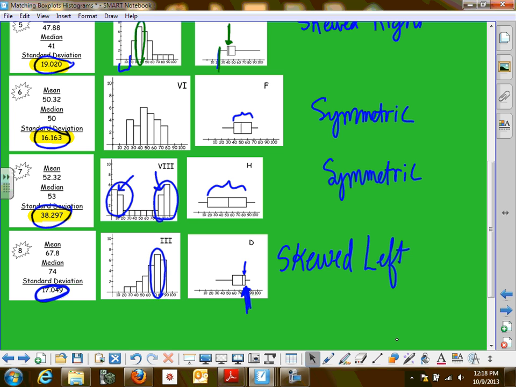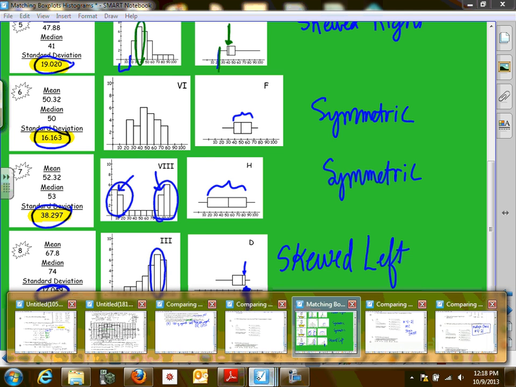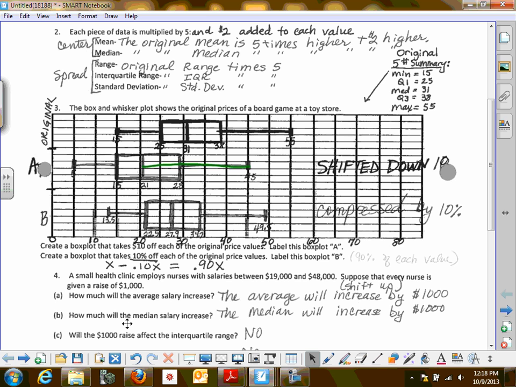All right, let's look at your homework from Monday night. The first page looks like this. You have your box plots.